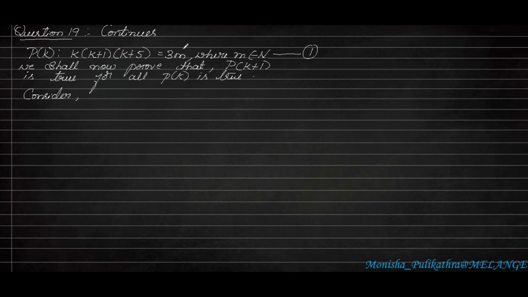Let us continue the 19th question. Here I have written the first equation, that is P of k: k into k plus 1 into k plus 5 is equal to 3m, where m is any natural number, and this shows that the whole thing is a multiple of 3. Now we have to prove that P of k plus 1 is true when P of k is true. That is, when P of k is true, P of k plus 1 will also become true.